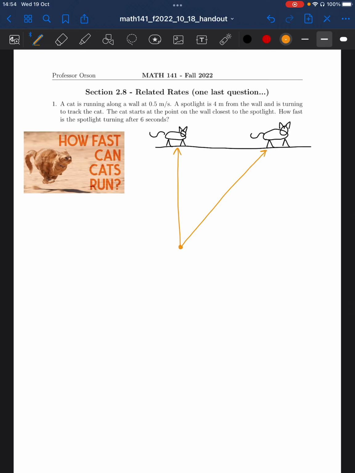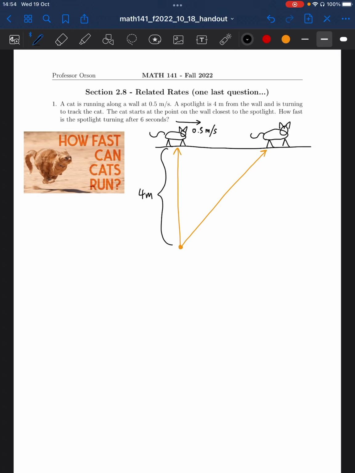So the cat starts at a point on the wall closest to the spotlight. Okay, so that's good. That's where I drew it at the start. And maybe we can get in the business of writing down literally everything that it says. So this is the thing I haven't written yet. So this is 4 meters. I guess I can remember that the cat is running 0.5 meters per second. How fast is the spotlight turning after 6 seconds?